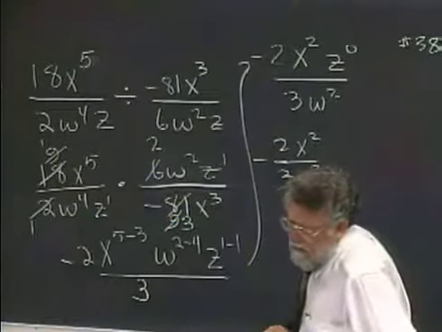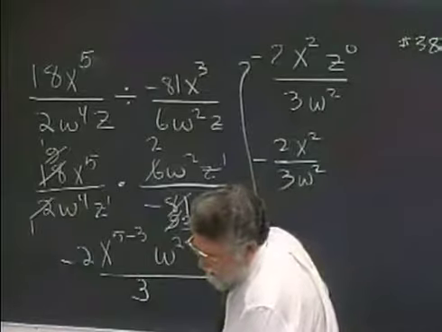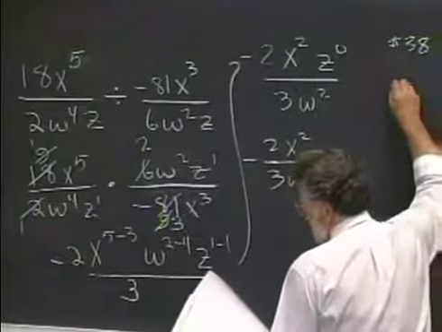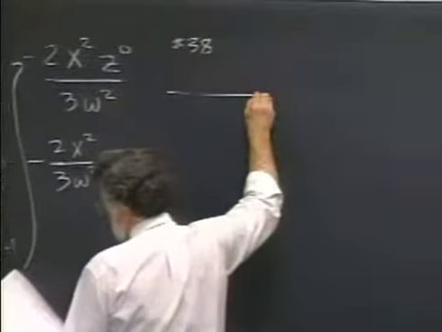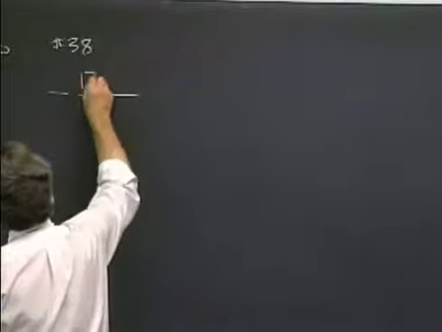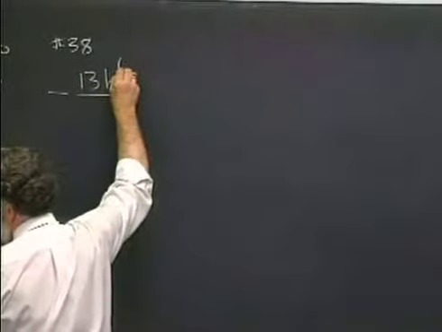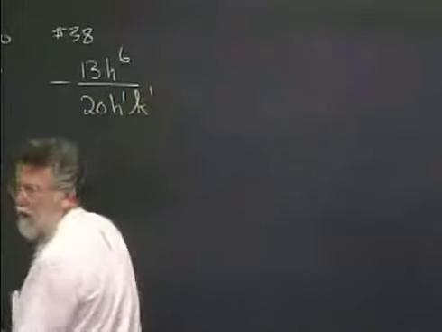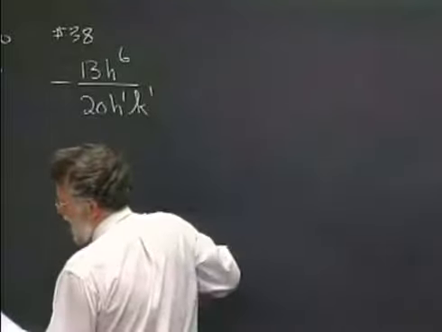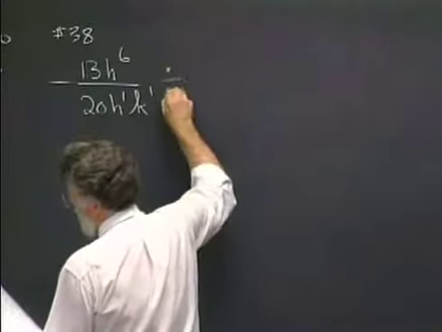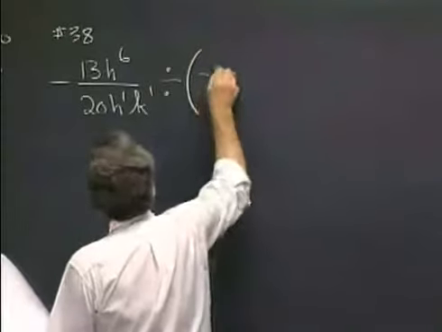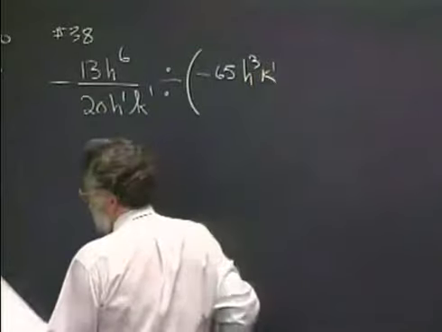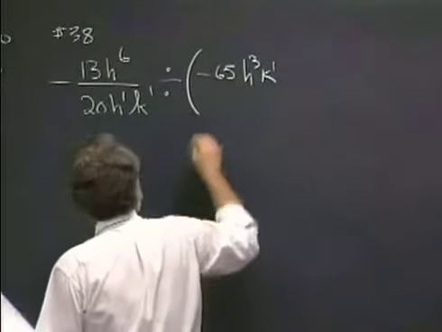Okay, Sandra, number 38 in the text. Okay, that's a mess, so let me write what's there. Number 38. So I have a negative of the entire fraction, and I have 13h to the 6th. Is that correct? And that's over 20hk? I would prefer to put 1s in there as I write it down. And then I have that divided by, and then in parentheses, a negative 65 h to the 3rd, k to the 1st. Is that correct? And then that's over a 25k squared.